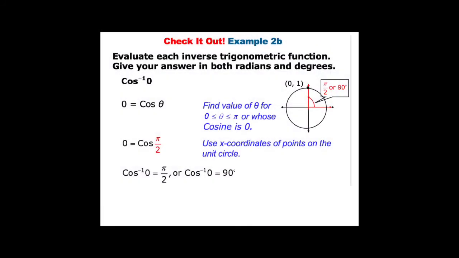Here's another example, inverse cosine of 0. So we would write 0 equals cosine theta. We need to find the value of theta for 0 is less than or equal to theta is less than or equal to pi, or whose cosine is 0. So here we are using the x-coordinates of points on the unit circle, which we see is a 0 here, which is pi over 2 or 90 degrees. So we would write inverse cosine of 0 equals pi over 2, or it would equal 90 degrees.